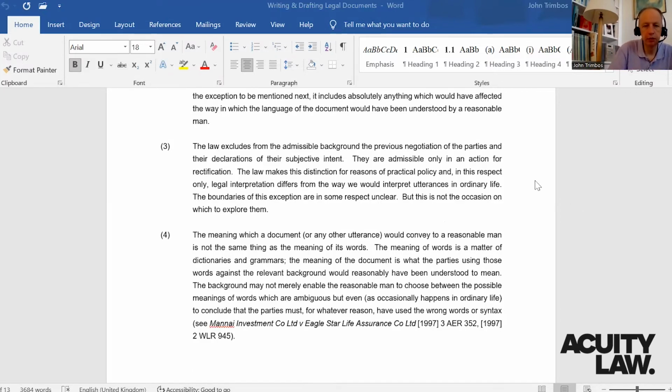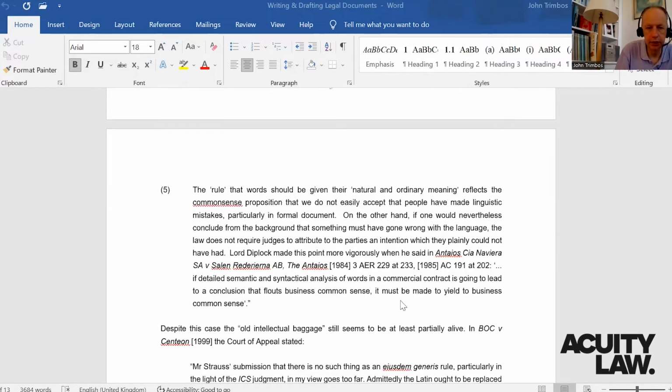Probably the key paragraph is paragraph 4 underneath, where he said, the meaning which a document would convey to a reasonable man is not the same thing as the meaning of its words. The meaning of words is a matter of dictionaries and grammars. The meaning of the document is what the parties using those words against the relevant background would reasonably be understood to mean. So again, you mustn't read anything in isolation. You've got to read it against its commercial background.